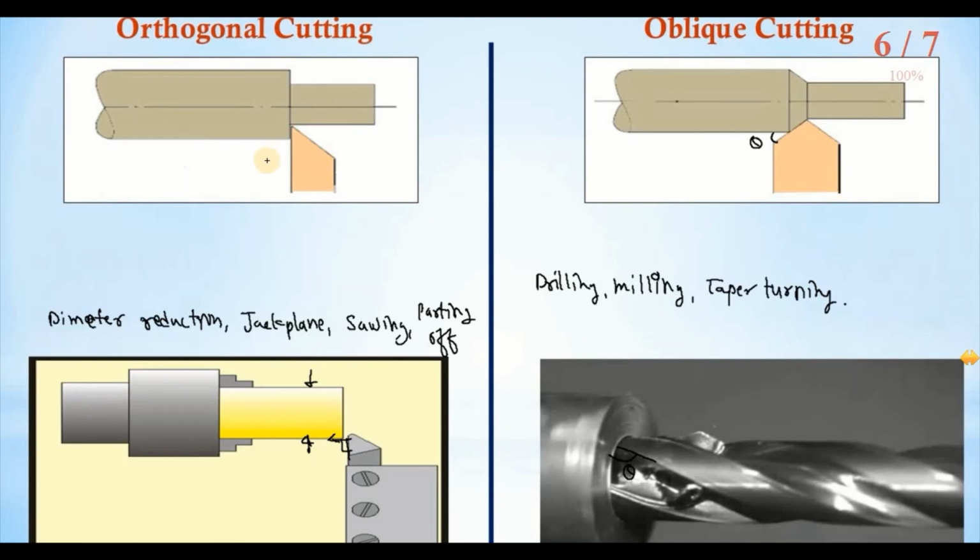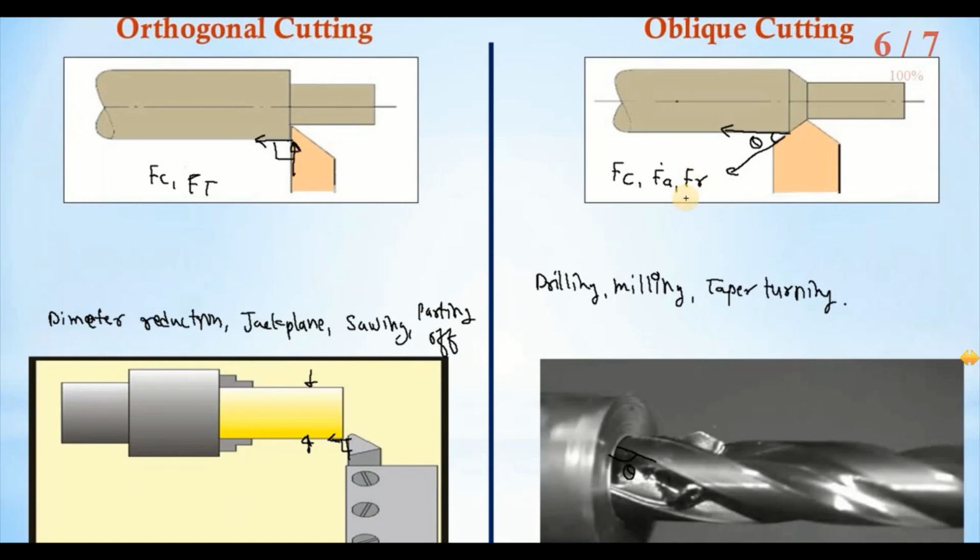So orthogonal cutting, what is that? The direction of feed and the cutting edge are perpendicular to each other. And oblique cutting, the direction of feed and the cutting edge are at some angle. Here we are getting two components of forces, Fc and Ft. Here we are getting three components of forces, Fc, and Ft is resolved into two, so we are getting Fa and Fr.